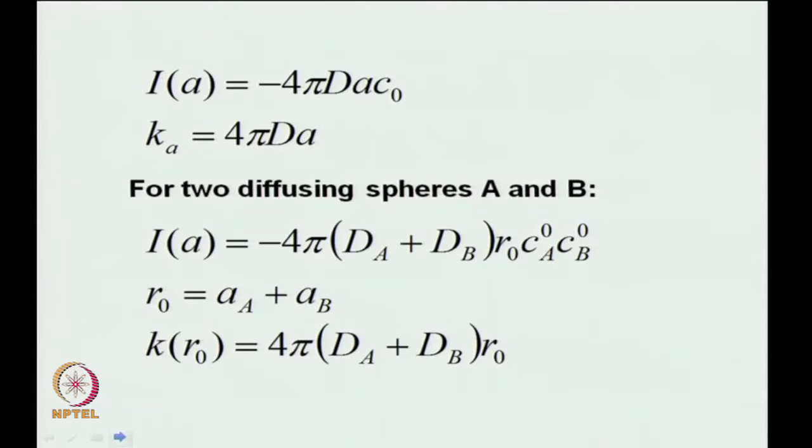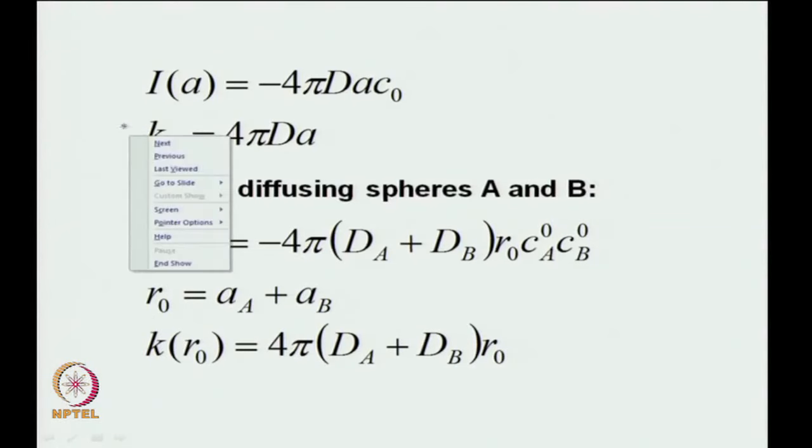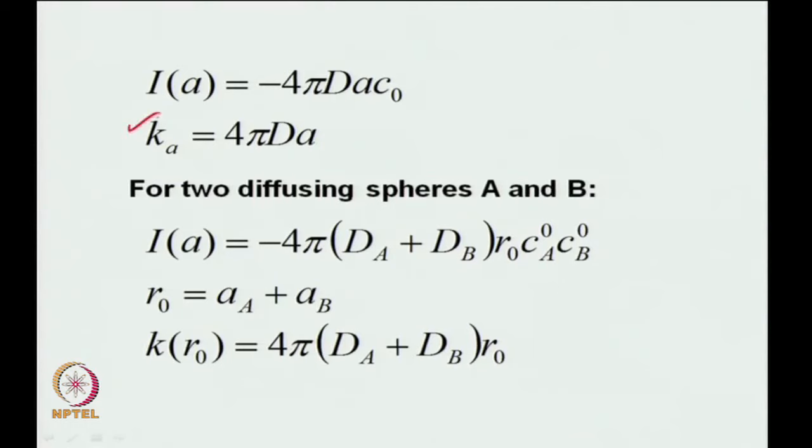So, that is what the negative sign is, and we define this K of A. So, this K of A is something we defined, which is the diffusion controlled rate constant, which is equal to 4 pi D times A, where D is the diffusion coefficient and A is the radius of the sphere that we were assuming.